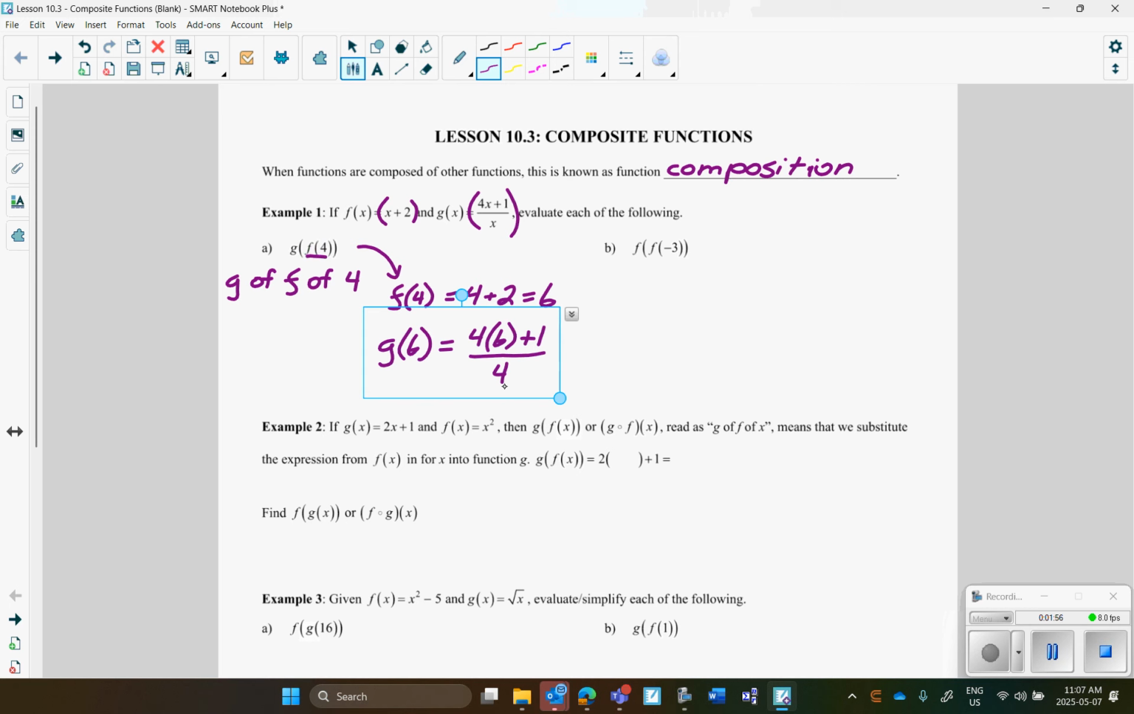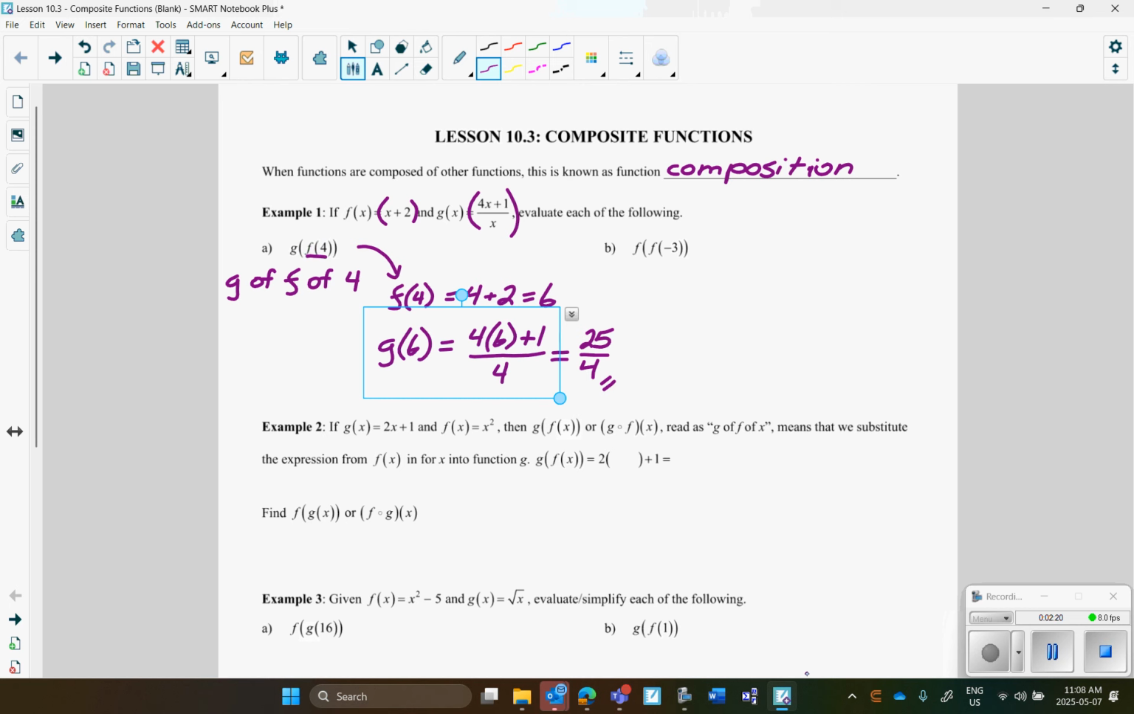And what does that work out to? What's 4 times 6 plus 1? 25 over 4. I can't divide that cleanly, so I'll leave it. So you see, function f is inside function g. So we do f first, get the answer, and plug that answer into function g.